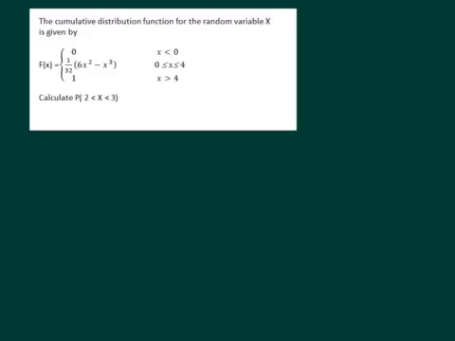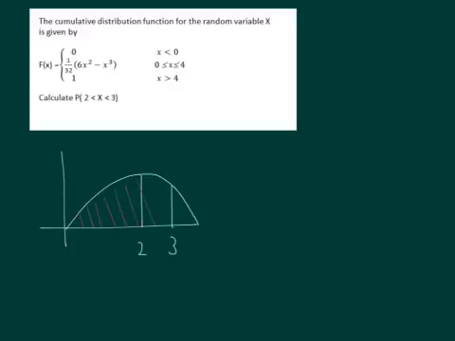So here's an example. We've got a cumulative distribution function. Notice that it's got a capital F of x here, and we need to calculate some probabilities. Now the graph looks a little bit like this, and we need to find the probability that x is between 2 and 3. So if we draw 2 in and 3, what we need to do is to calculate the whole of that red area, and then we need to take away this blue area here.